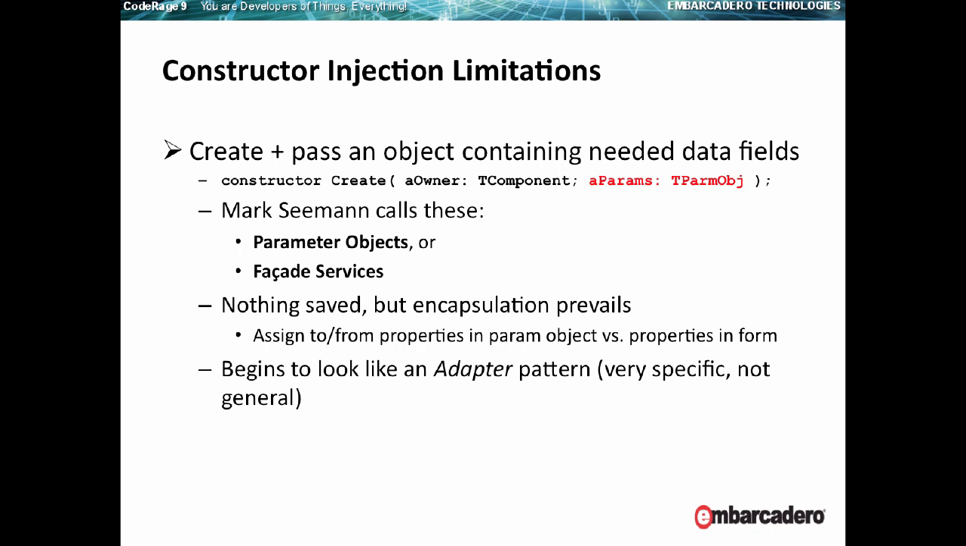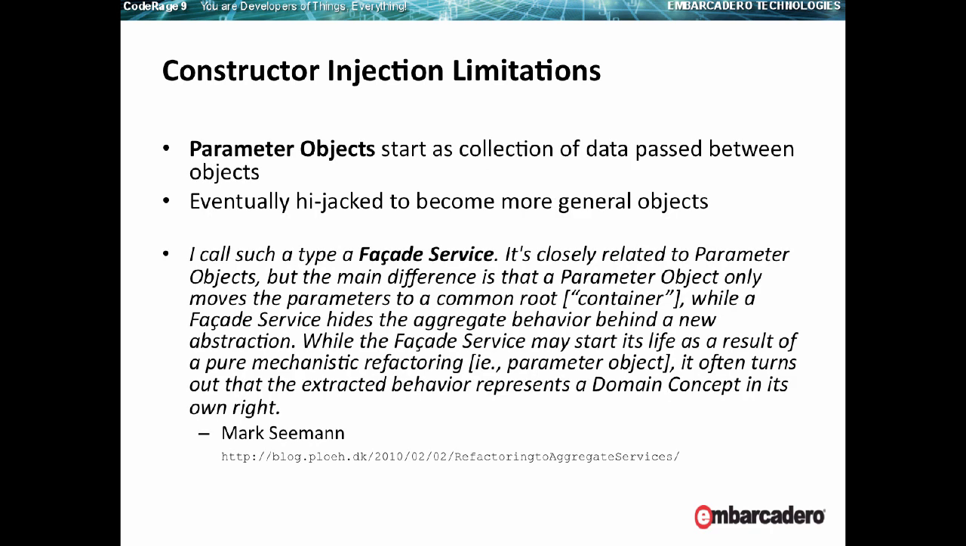So the funny thing is this parameter object begins to look like an adapter pattern. The thing is it's very specific. It's not general. Adapter is usually very general. So parameter objects, in my experience, start out with good intentions. They start out as a collection of data passed between objects, but it never fails. They're almost always hijacked and turned into more general objects. And I've observed this over and over and over again.